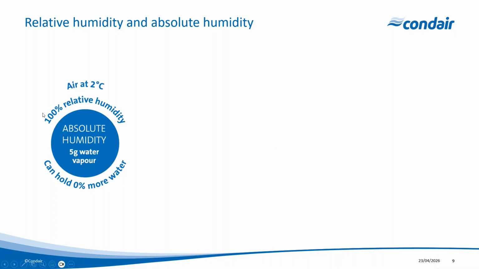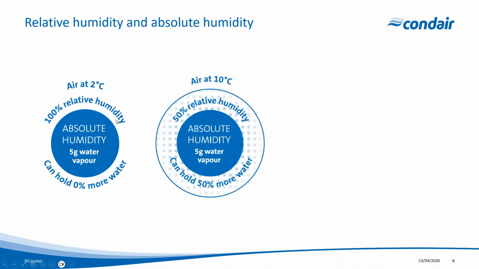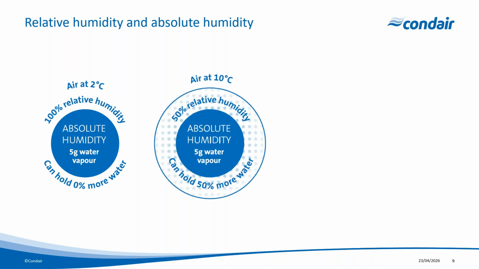But let's say we increase that air temperature to 10 degrees C. Well, the air now has expanded. It can hold twice as much water, but the absolute moisture content has stayed the same. We haven't put any moisture into the air or taken any moisture out of the air, but the percentage saturation has fallen to 50%.